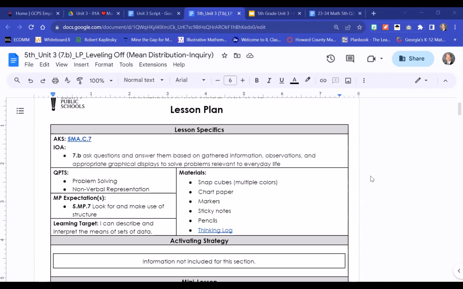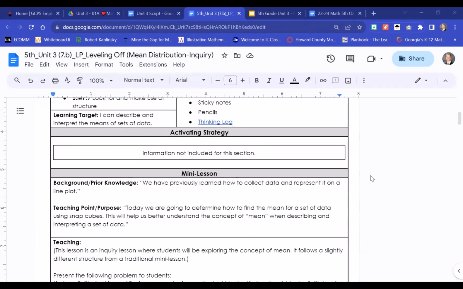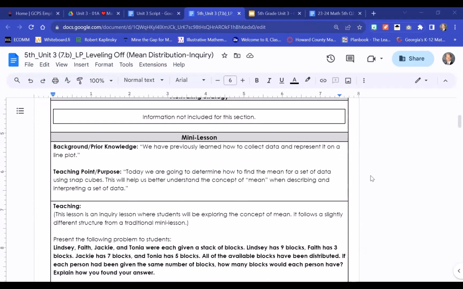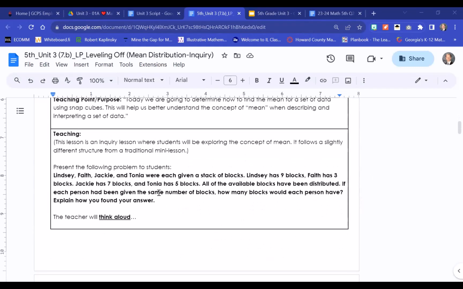So in this case, I'm not modeling a specific strategy for you. I just wanted to kind of highlight how to facilitate a lesson of this type, since this is an inquiry-based lesson. So the teacher modeling or the teacher's role shifts to more of a facilitator in this particular lesson with IOA 7B. Again, we anchor everything in context.